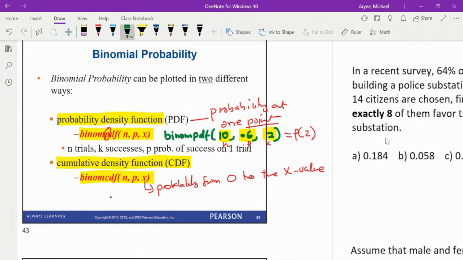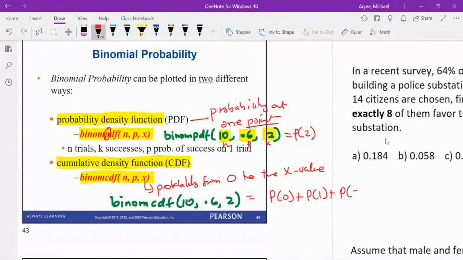But if someone writes binom CDF of the same thing inside, 10, 0.6, 2, what the person means is that we have probability of 0 plus probability of 1 plus probability of 2. So CDF means cumulative. So the number here is not just one value, it's from 0 to the number. So in a CDF, this is x equals 0, x equals 1, x equals 2. But you only write a 2. But for PDF, the 2 is just what you see there. This is like a point. This is cumulative.